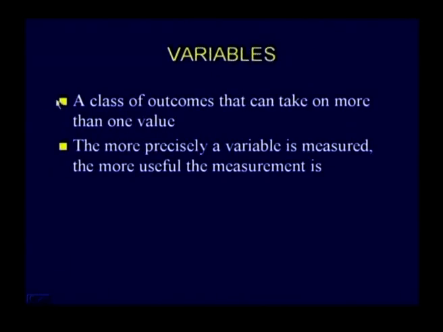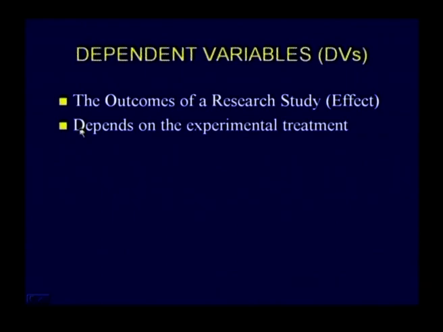Variables is a class of outcomes that can take one or more value. The more precisely a variable is measured, the more useful the measurement is. So, what is a variable? A variable is an outcome of a treatment. A variable is something that can take different values.